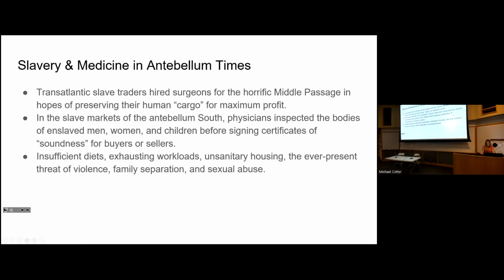And for the enslaved, insufficient diets, exhausting workloads, unsanitary housing, and the ever-present threat of violence, family separation, and sexual abuse wreaked havoc on untold numbers of lives. We're often taught that race is a biologic construct, when in fact it's societal and ecologic. And slavery put African Americans at disproportionate risk for diseases like malaria and yellow fever.